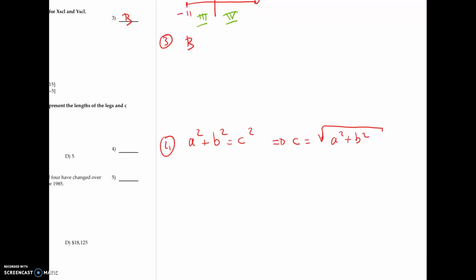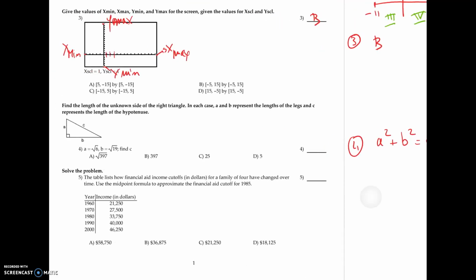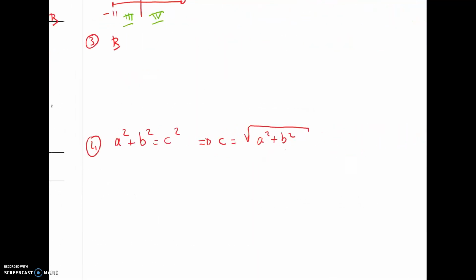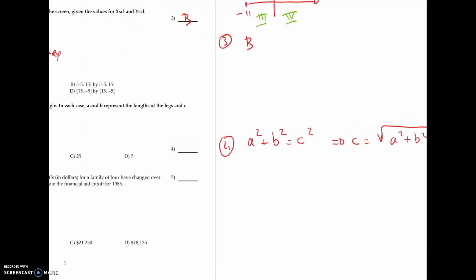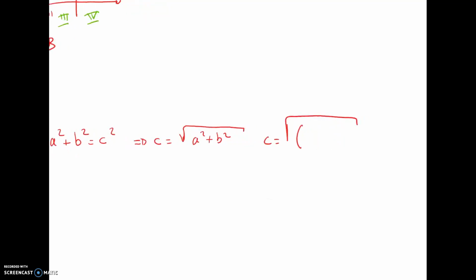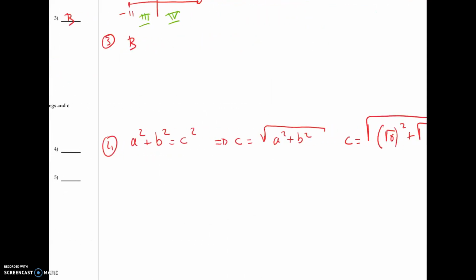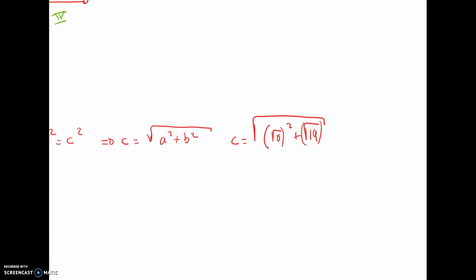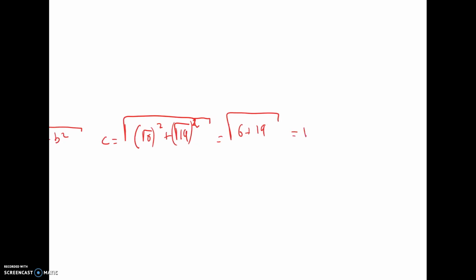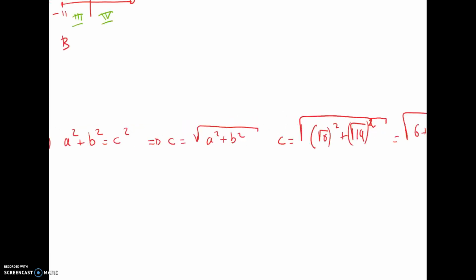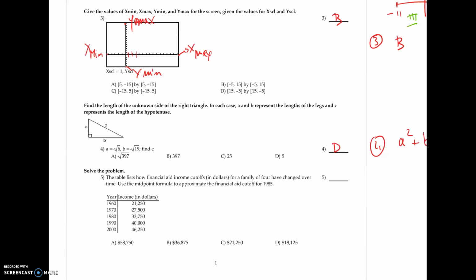Now you can substitute A and B inside this formula. You must be very careful because A and B are themselves square roots. So you are going to have C equals the square root of the square root of 6 squared plus the square root of 19 squared. The square roots are squared also, and so you end up with the square root of 6 plus 19, which is the square root of 25, and the square root of 25 is 5. Therefore, the answer was D for number 4.